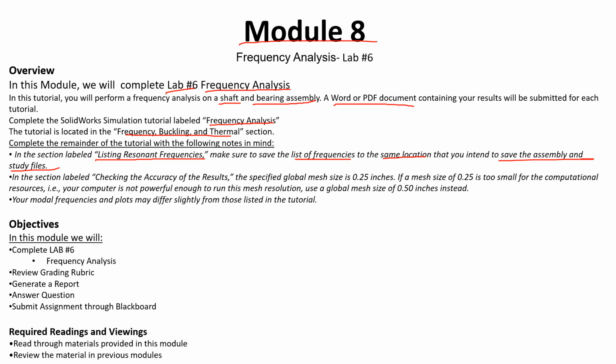Now, in the section labeled checking the accuracy of the results, the specified global mesh is 0.25 inches. If a mesh size of 0.25 is too small for your computational resources, meaning the processor or the graphics card on your computer isn't powerful enough to run a mesh at this resolution, use a global mesh size of 0.5 inches instead. This is going to depend on the computer that you're using as you complete this tutorial. And the last thing to note is that your model frequencies and plots may differ slightly from those listed in the tutorial.